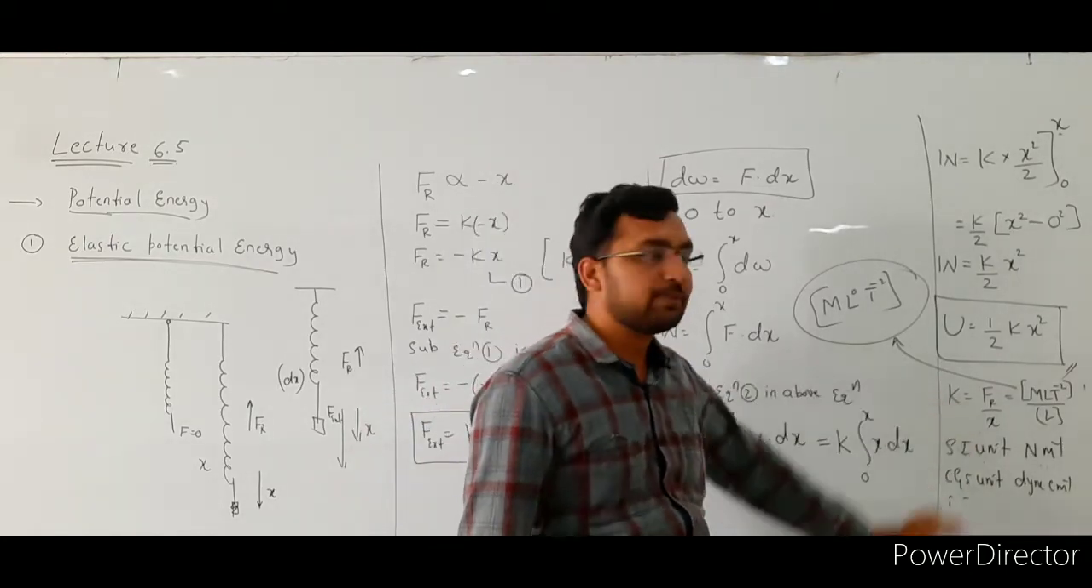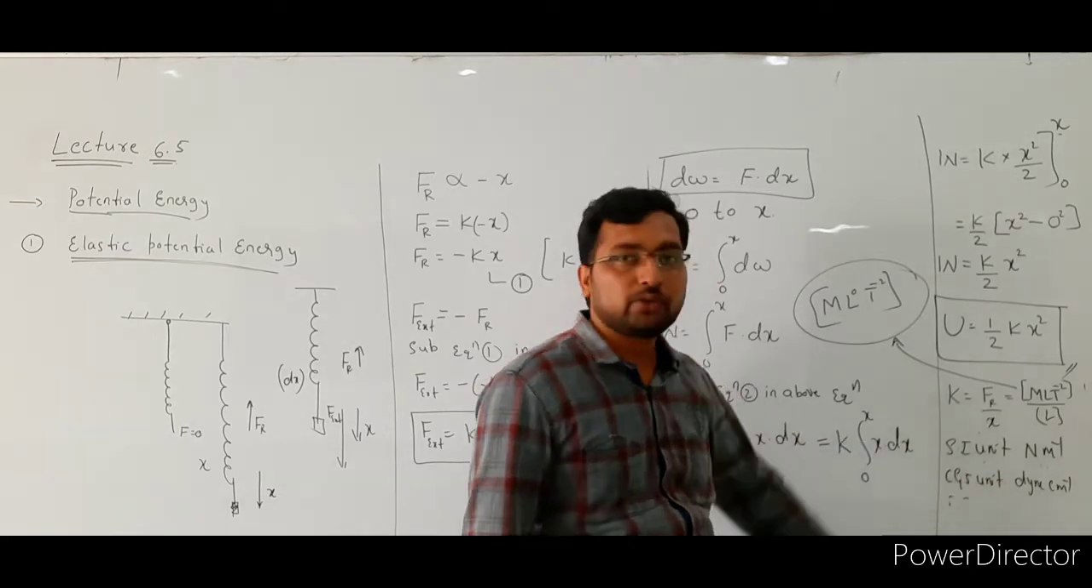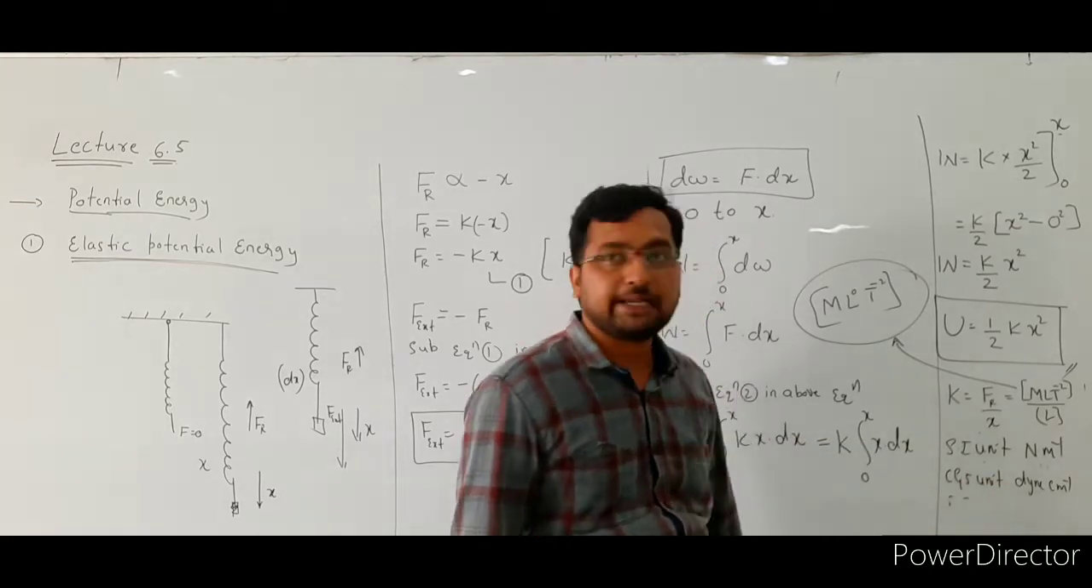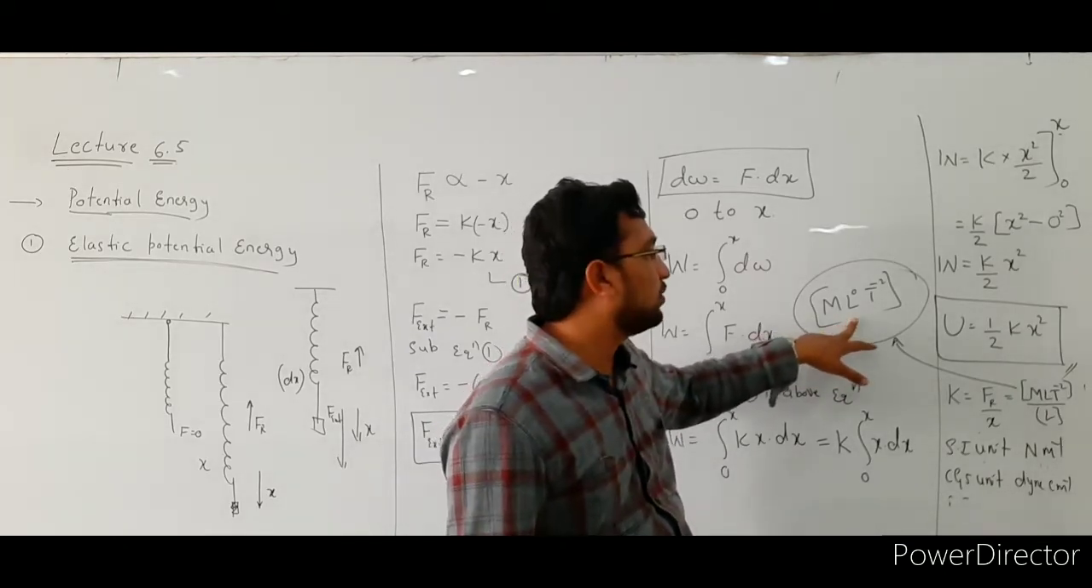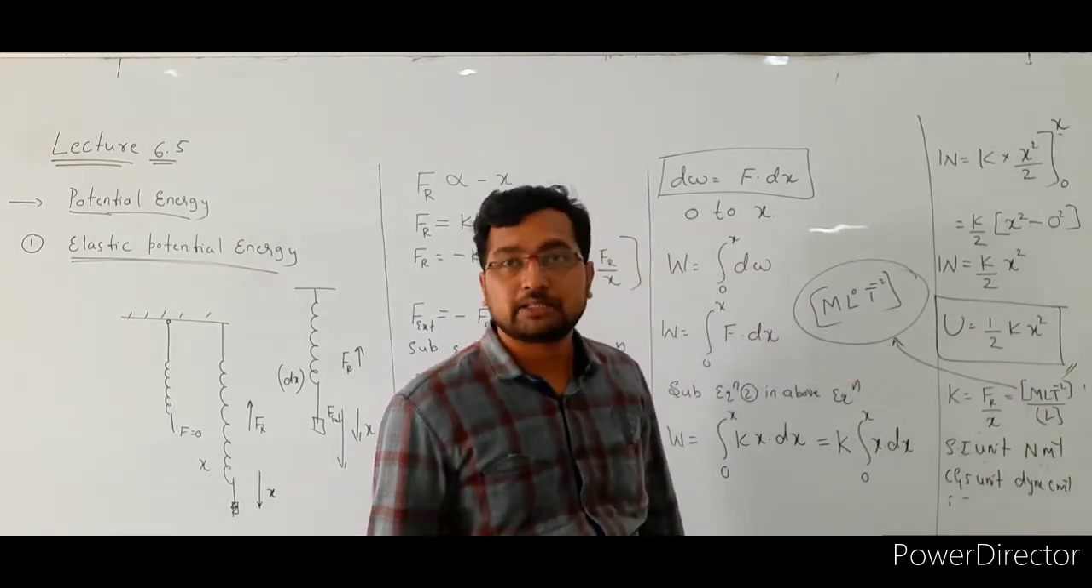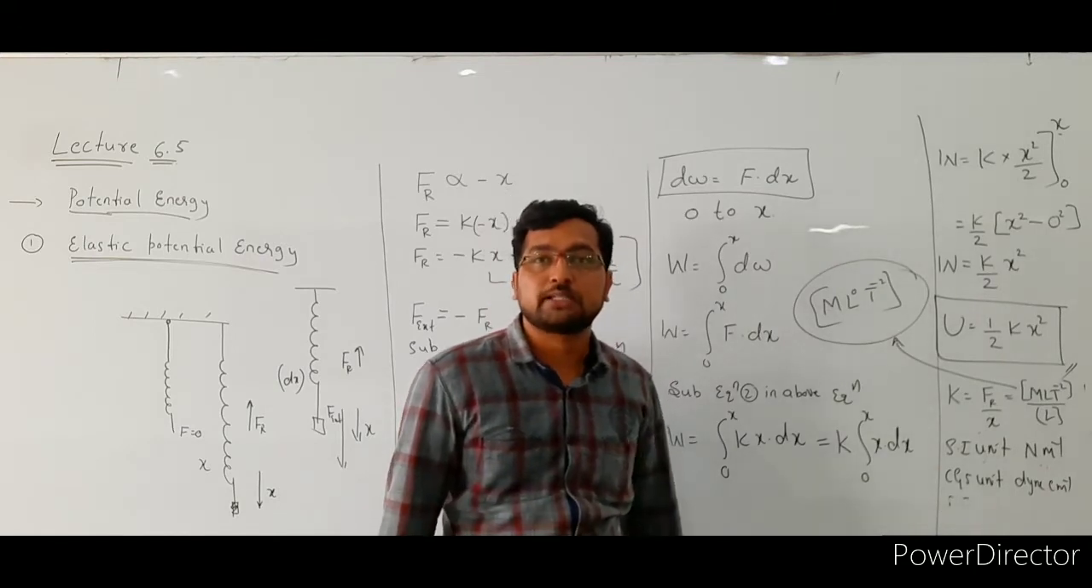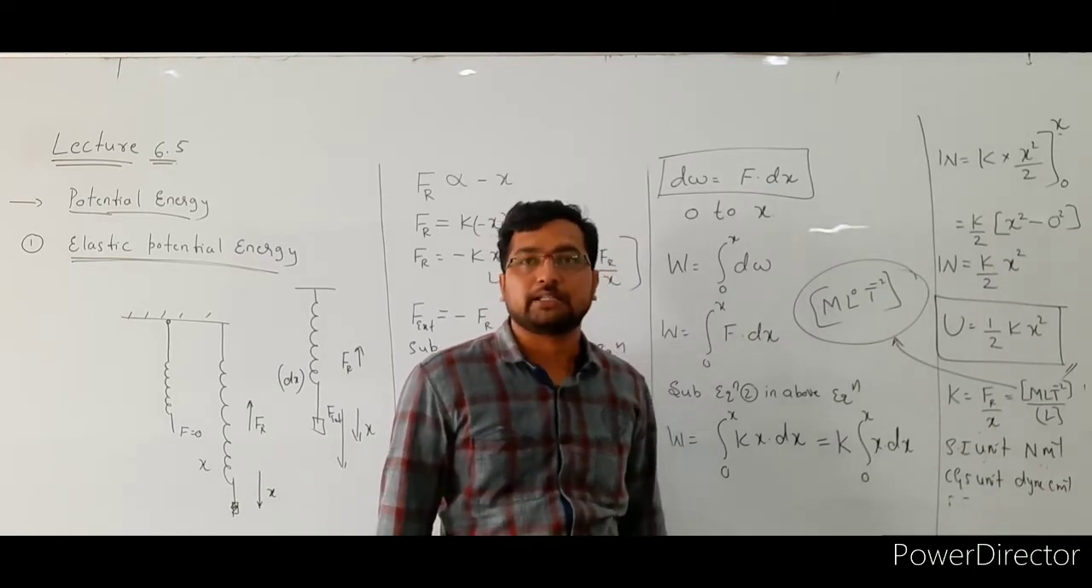The spring constant is the restoring force per unit displacement. SI unit is Newton per meter, CGS unit is dyne per centimeter, and the dimension formula is M L to the power 0 T to the power minus 2. The spring constant is a scalar quantity.